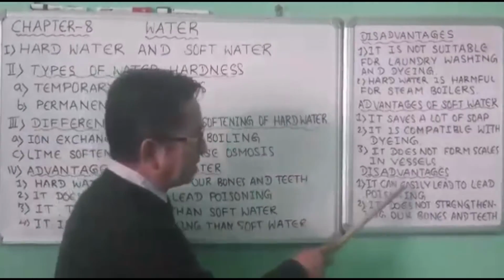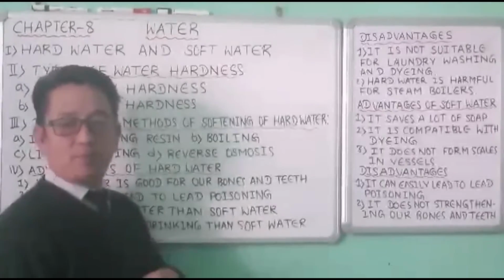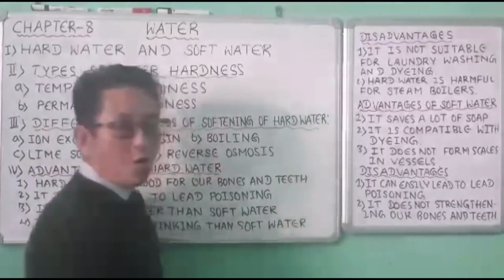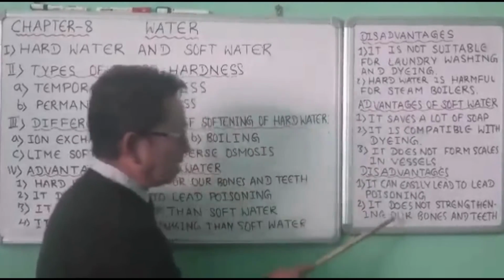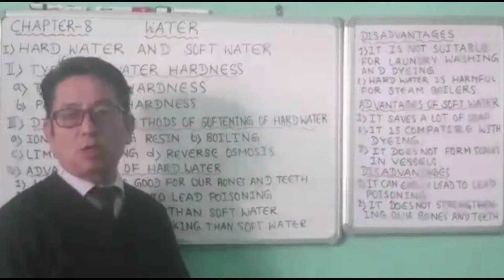Now the last one here, disadvantages of soft water. Number one, it can easily lead to lead poisoning if lead pipes are used for transferring the water into the homes. Last one, it does not strengthen our bones and teeth because soft water does not contain calcium and iron.